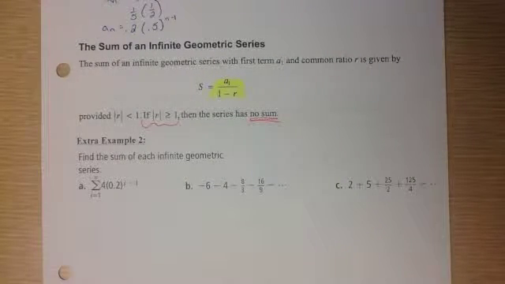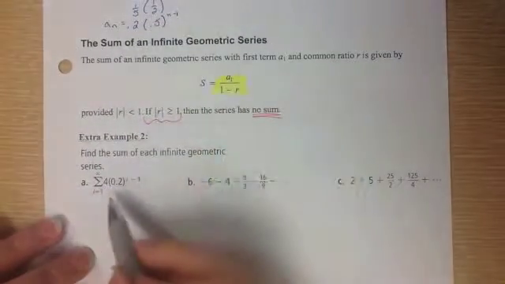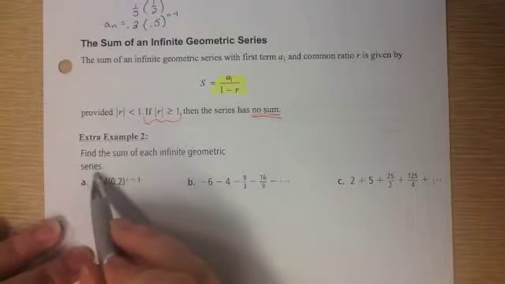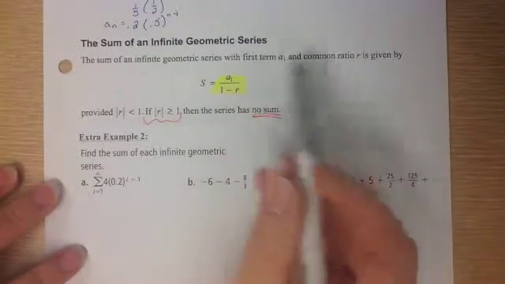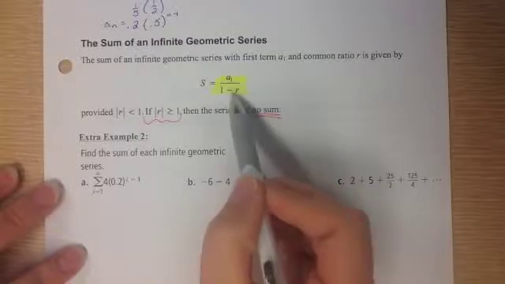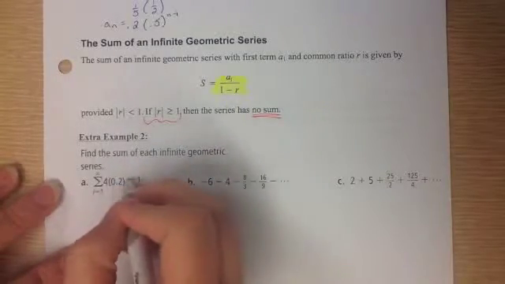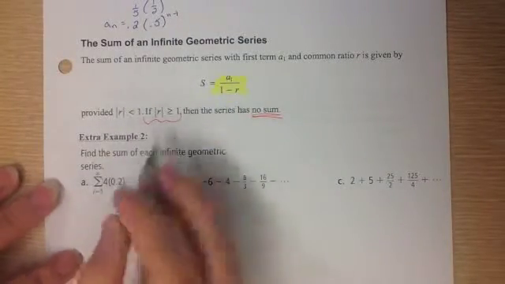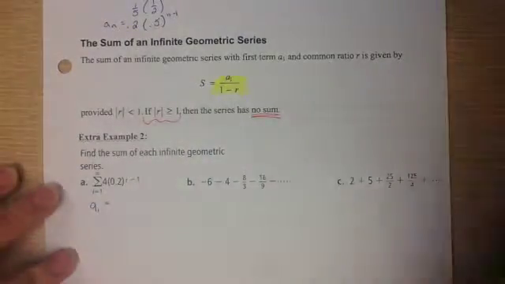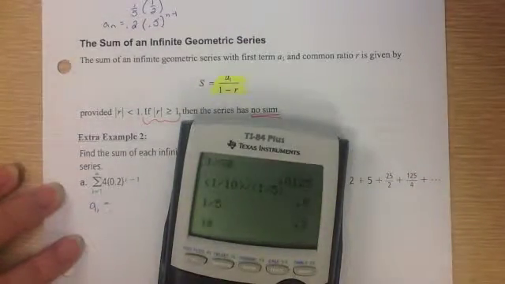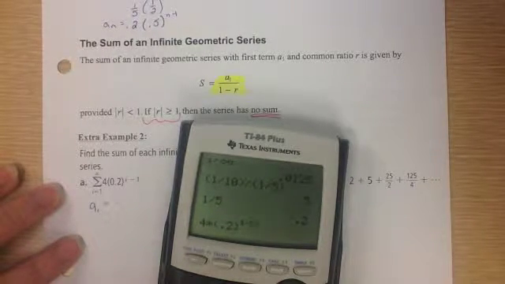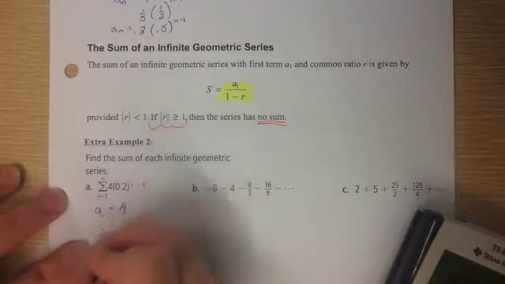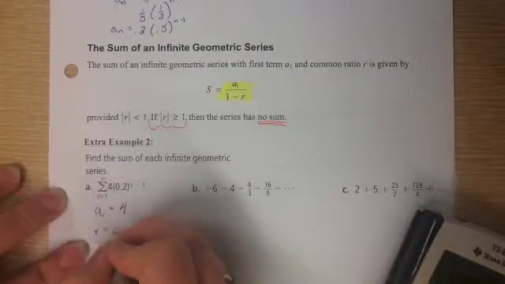So let's find the sum of each of these infinite geometric series. The first thing I need to do is, I want the sum from 1 to infinity, so it's an infinite series. I need to know my first term, and I need to know my ratio. So first of all, my first term: you could always put a 1 into this, so we need to find our a sub 1. When I put in a 1 into this, 4 times 0.2 to the 1 minus 1, which is 0. So my first term ends up being 4. And again, my ratio is 0.2.